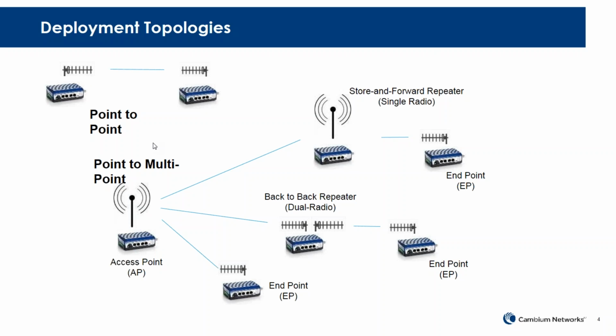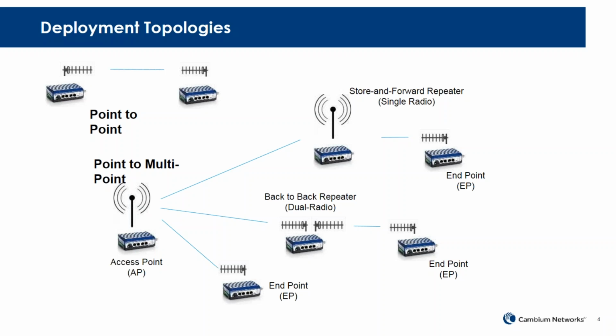But the deployment topology you'll see in this picture when it loads is the ability to do point-to-point links, point-to-multipoint links, as well as store and forward repeater links. And in the upper left is a picture of a point-to-point device. And the nice thing about it is it's the exact same radio that does point-to-point and point-to-multipoint.